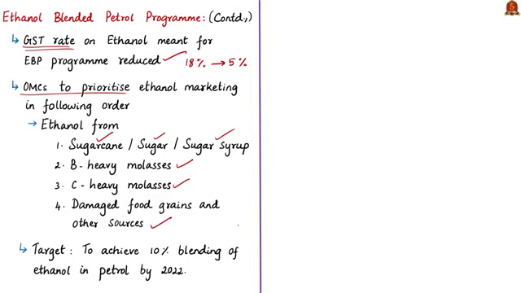Also know that with respect to the target related to blending, the government has targeted to achieve 10% blending percentage of ethanol in petrol by 2022. But as of October 2018, we have achieved only 4%. With this, we have come to the end of this news article discussion.